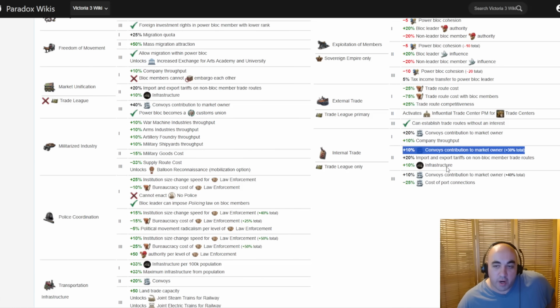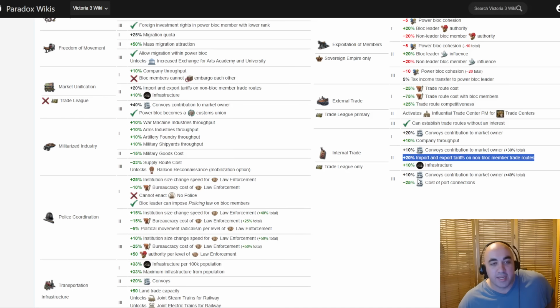Extra contribution to market owner, it's stacking on the other one, extra tariffs, so it will be harder for people to trade with your block if you do not want them to, because your AI will generally tariff, and if you're tariffing yourself, you can really protect your own goods. I don't think this is a strong thing to do, but you can do it if you'd like, especially if you're trying to RP something, or maybe you just want to keep all the world's rubber for yourself. We also see 10% infrastructure on both of these, an additional convoy contribution to market owner, where it is going to match at 40 and 40%.